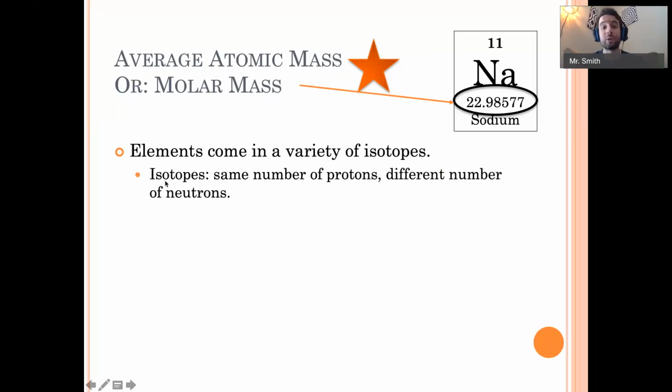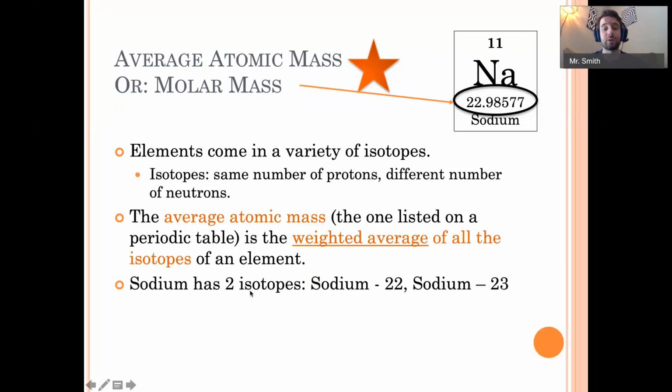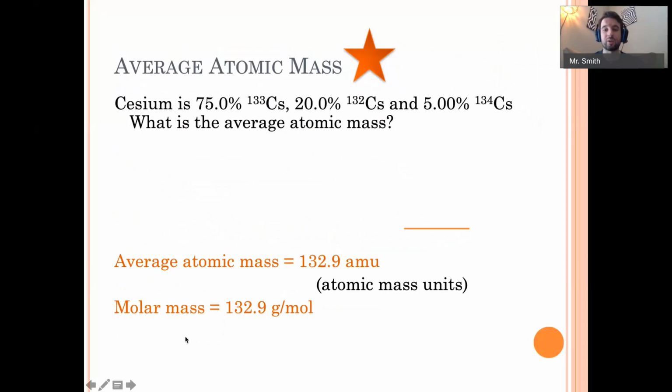It might be good to remember that an isotope has the same number of protons, so they would all be sodiums, but a different number of neutrons. And the average atomic mass is just the average of all of them. For example, sodium has sodium 22 and sodium 23. That would be sodium with either 11 protons and 11 neutrons for 22, or 11 protons and 12 neutrons for 23. The sodium 22 is really just 1% of the time we'll see that happen, and 99% of the time, the more common one is sodium 23. So if you average those out, that's how you get this number.